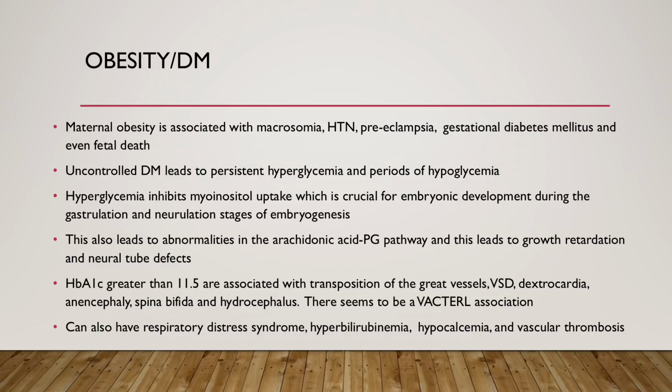A hemoglobin A1C greater than 11.5 is associated with increased risk of transposition of the great vessels coming off of the heart in the fetus, a ventricular septal defect, dextrocardia, anencephaly, spina bifida, and hydrocephalus. And again, there is a VACTERL association with high blood sugars. The fetus or the newborn that is born can also have respiratory distress syndrome, hyperbilirubinemia, hypocalcemia, and vascular thrombosis.